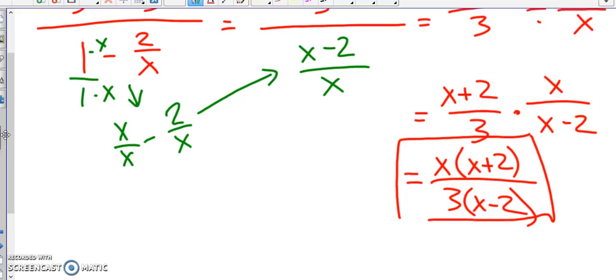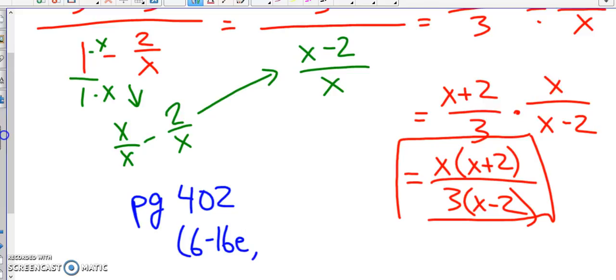So, page 402, 6 through 16 even, and 26 through 32 even.